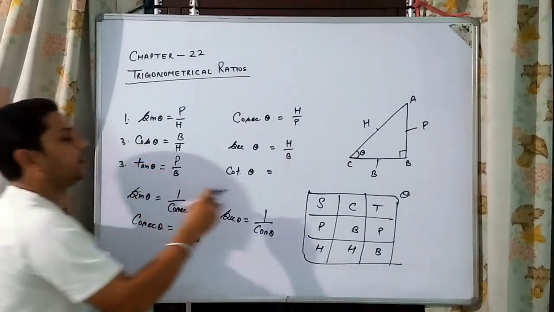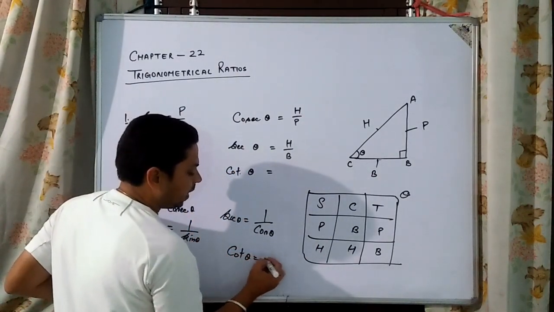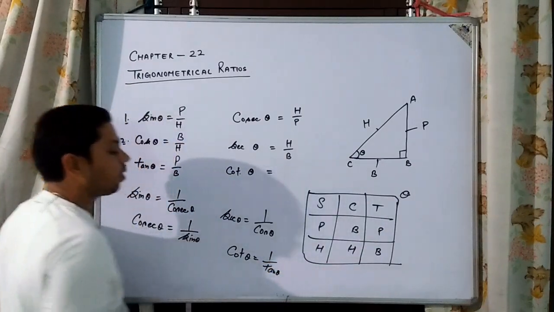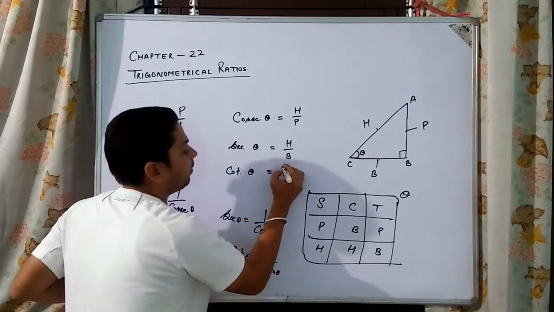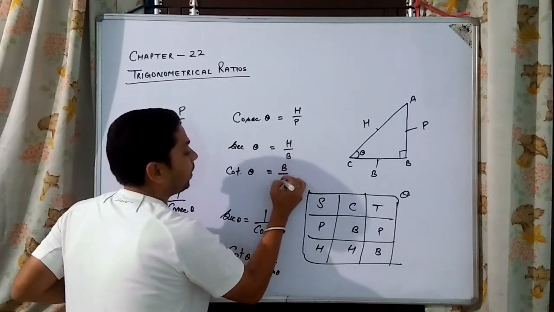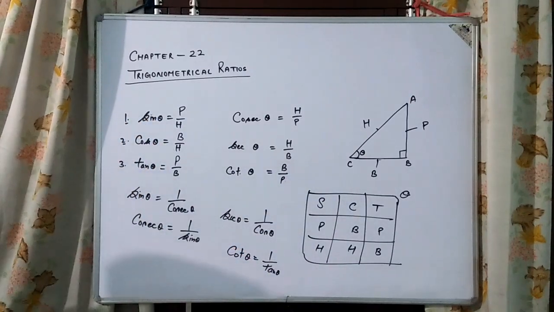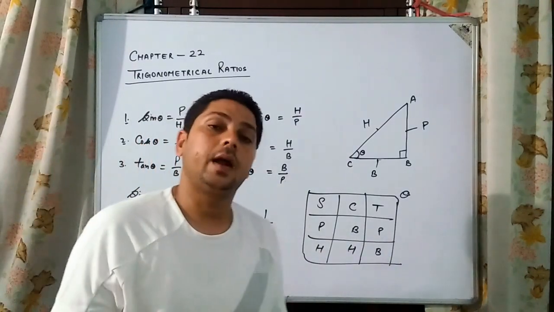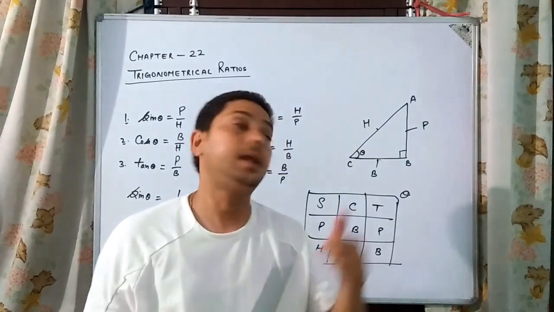On reversing it, we will get cot of theta is equal to 1 over tan of theta. This is the inverse of tan. So inverting it, it will give you base upon perpendicular. Base upon perpendicular.